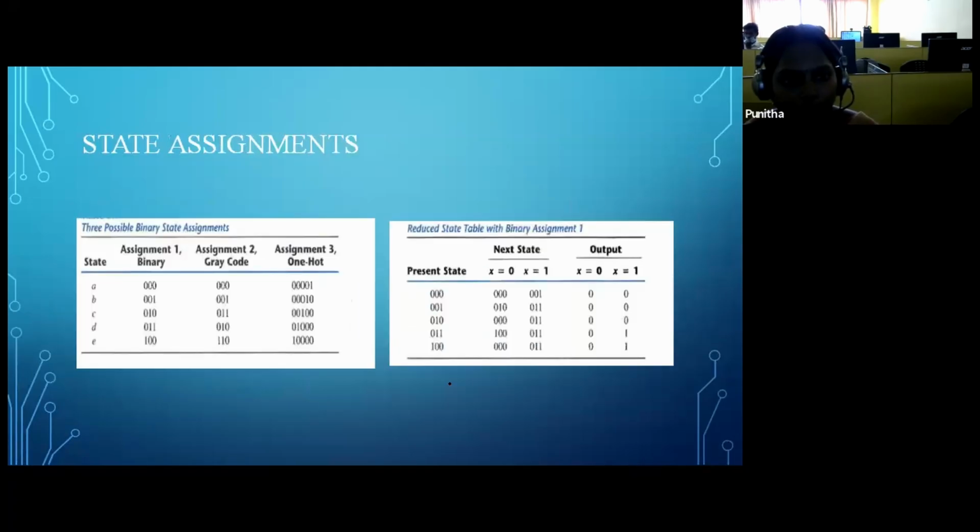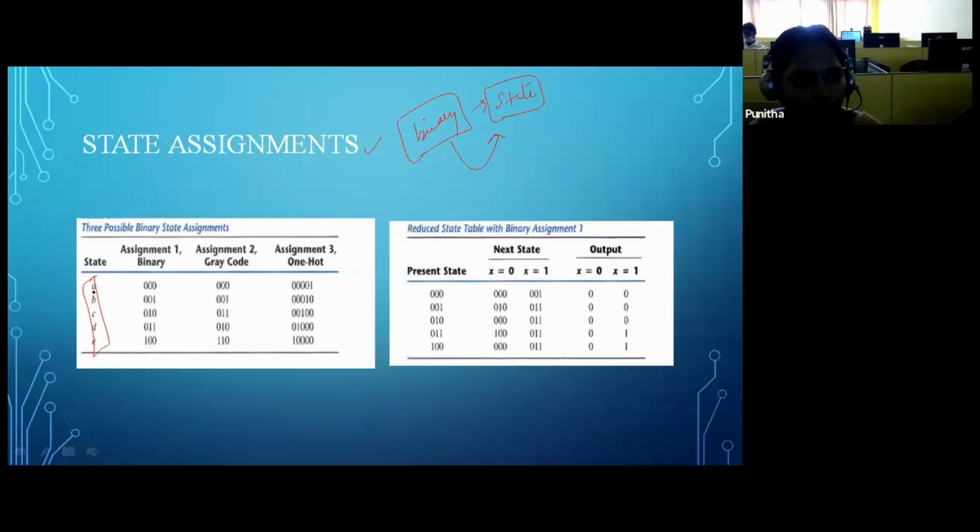Next one is state assignment. Here I am assigning binary values to the states. This is called state assignment, sorry, not state reduction. State assignment is nothing but binary values being assigned to the states. Look at these, these are all the states.